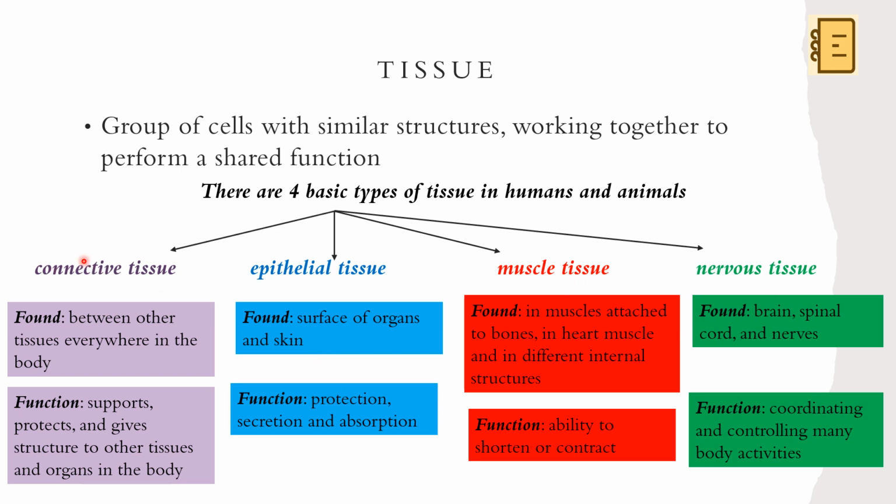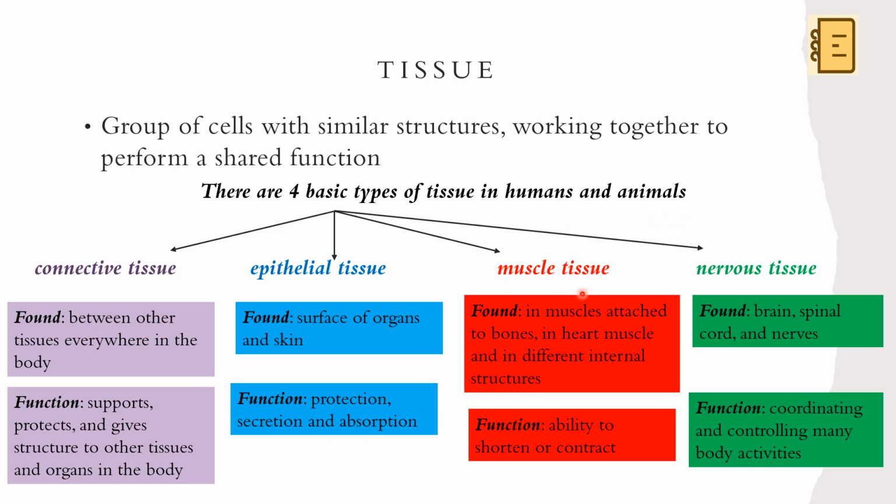So connective tissue, like the name says, needs to connect something. Where can you find it? You can find it between other tissues, basically everywhere in the body. The function this tissue does is to connect, support, protect, and give structure to other tissues and organs in the body. Then, epithelial tissue. You can find it on the surfaces of organs and, of course, skin. The function is also protection, secretion, and absorption. Absorption means to absorb something, take something in. Secretion basically means to release something out.